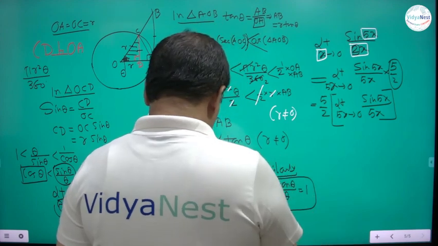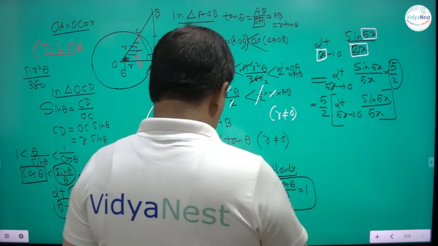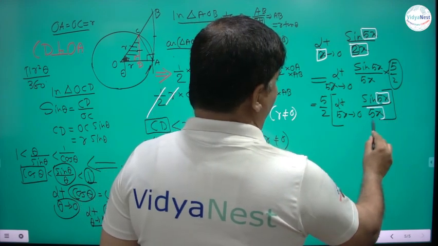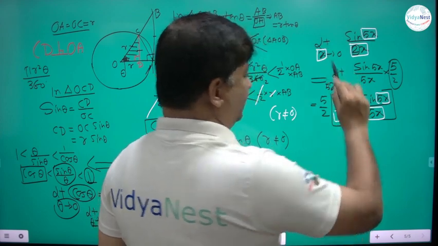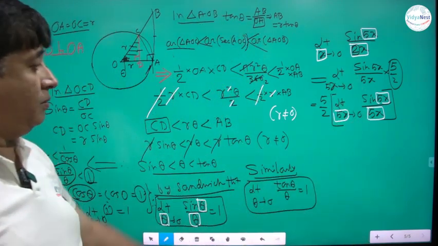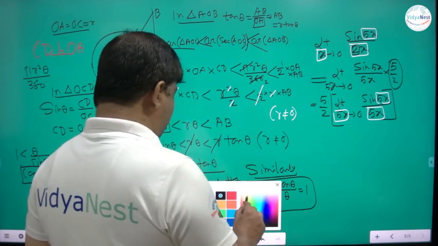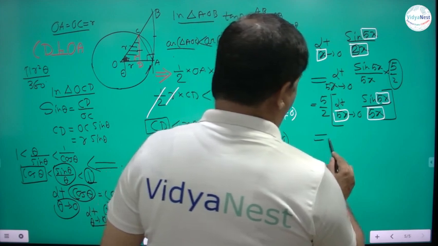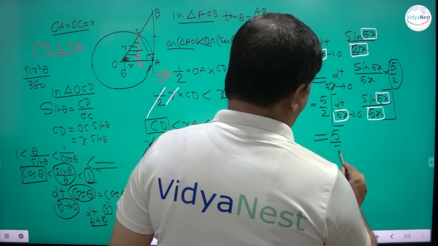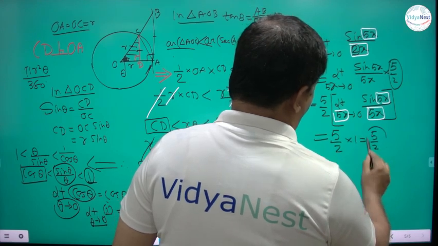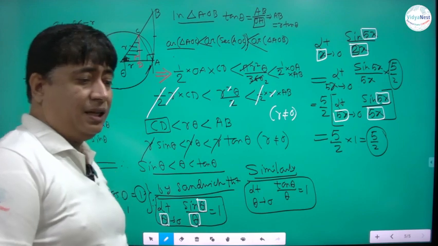Sine 5x by 5x. Okay? All are the same. So I am entitled to put 1. Understand?